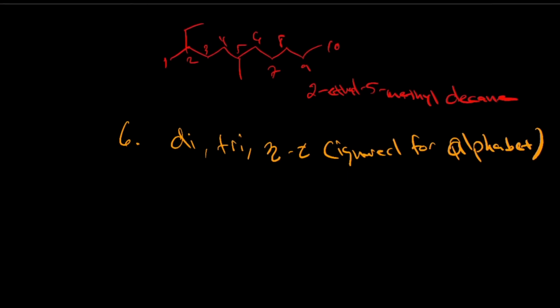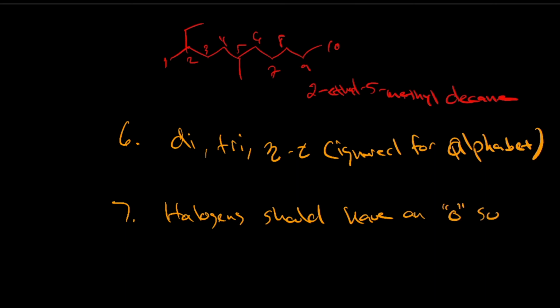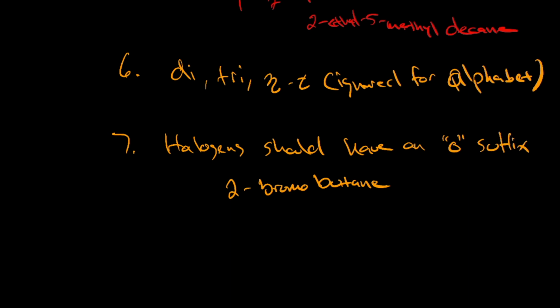And then when you have some things like halogens, they should have an O suffix. So if you want to say, I want to make 2-bromobutane, that would be understood to be butane. 1, 2, 3, 4. And I've already conveniently given myself the number 2 right there. So I'll just put 2-bromo, right?